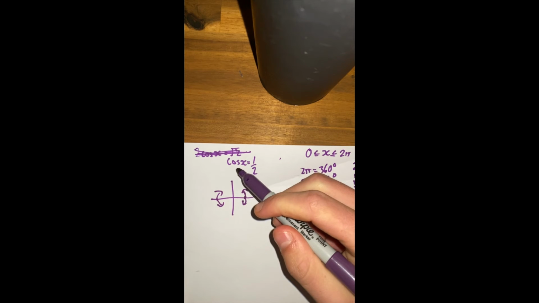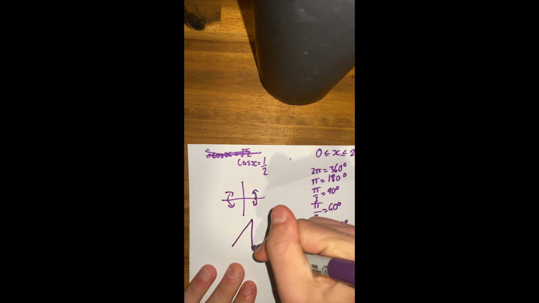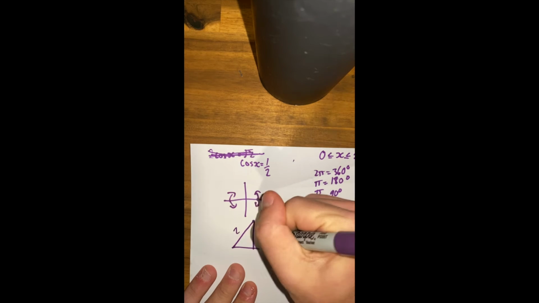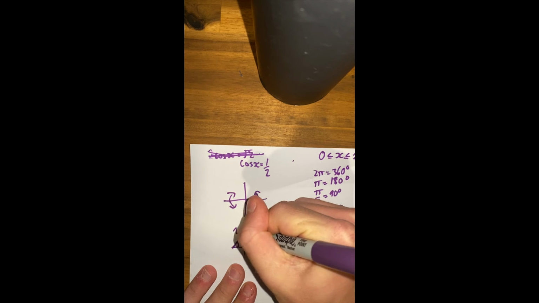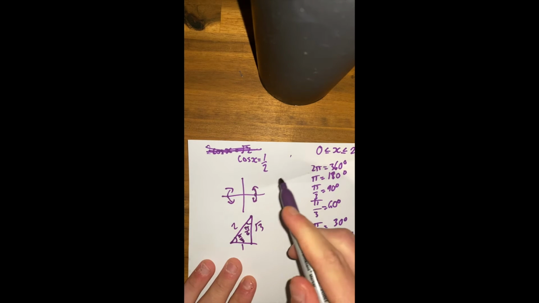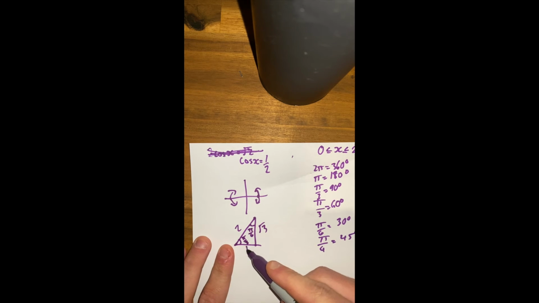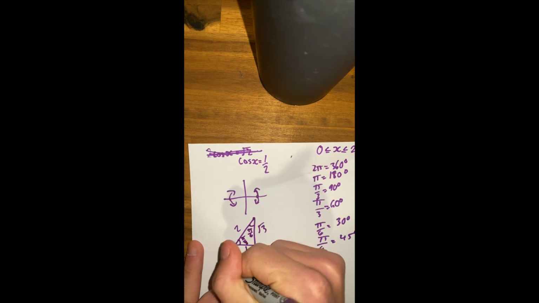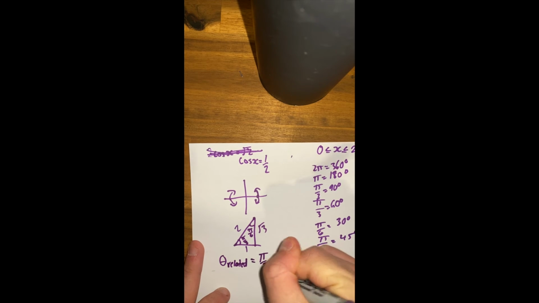Now, if we use our exact value triangles, let's draw one up quickly. Pi on 3, pi on 6. We see that for cos of x to equal 1/2, the angle has to be pi on 3. So therefore, our related angle equals pi on 3.